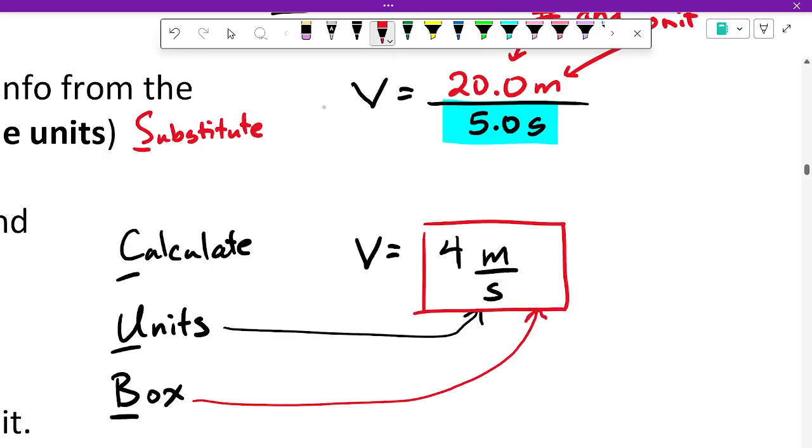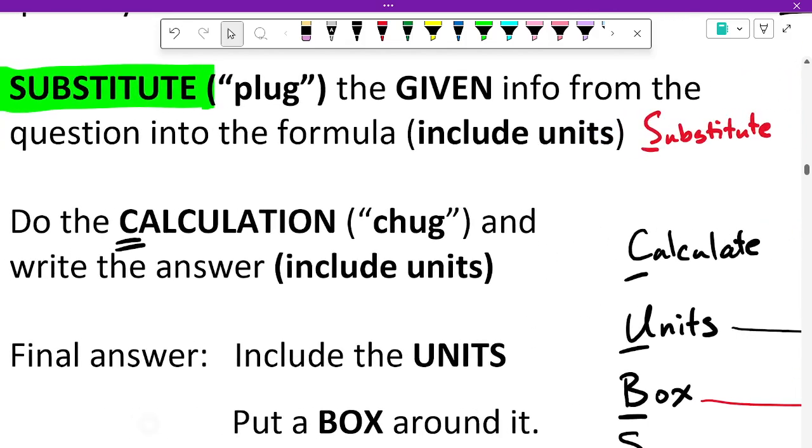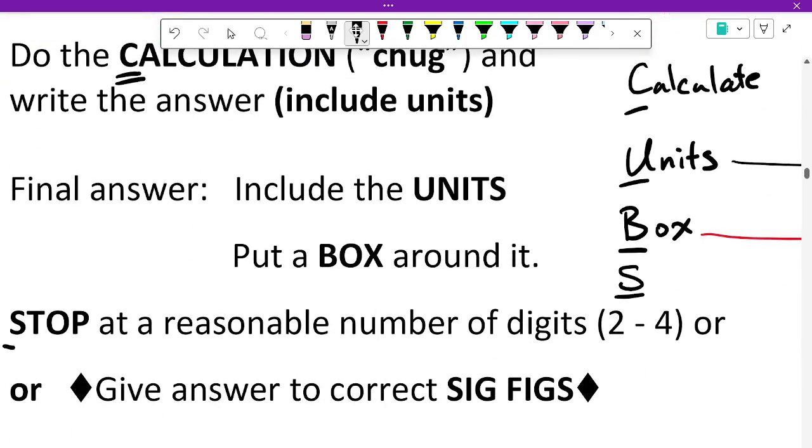Okay, so you're going to box your answer. And then S stands for one of two things. If you want to just do it the regular way, S stands for stop. Stop at a reasonable number of digits. I know I've said 2 to 4, but anywhere between 1 to 4 digits is fine. Okay?